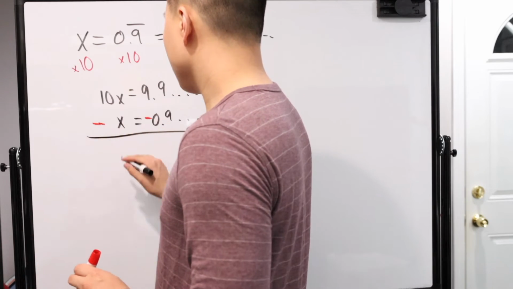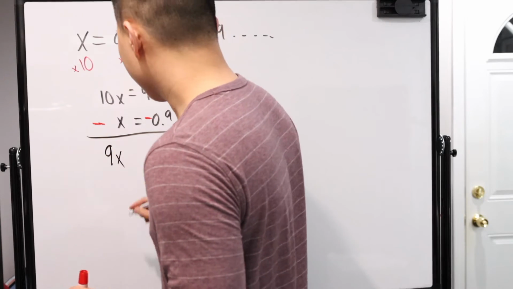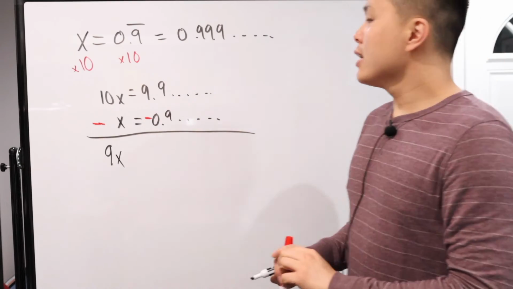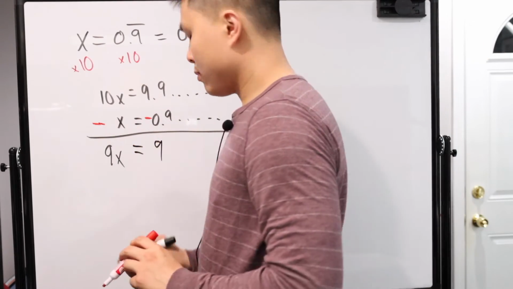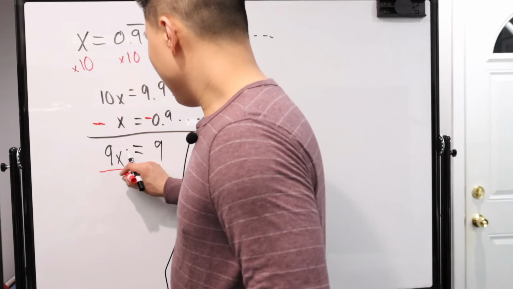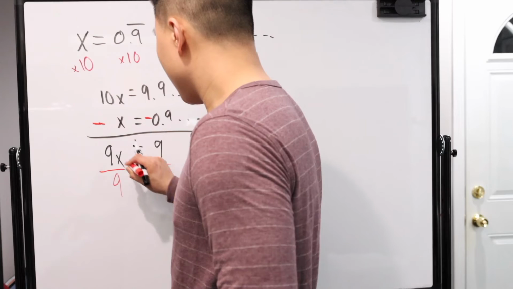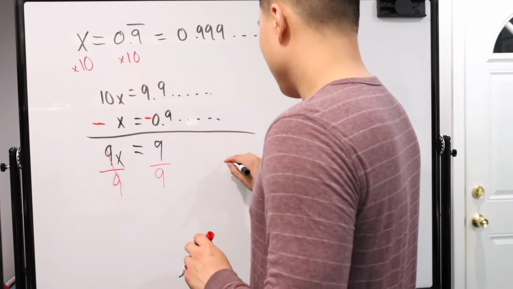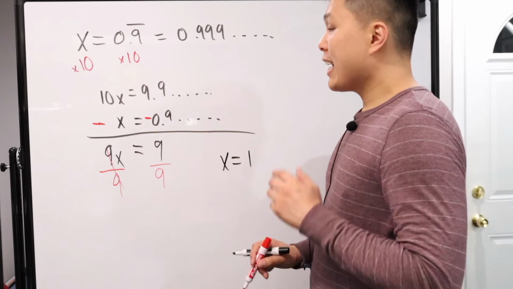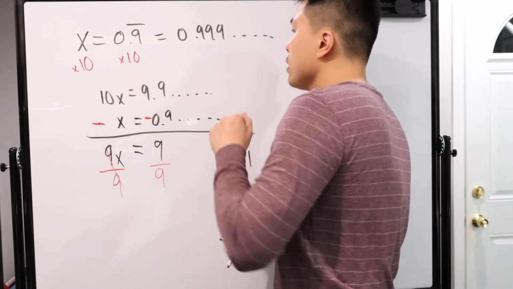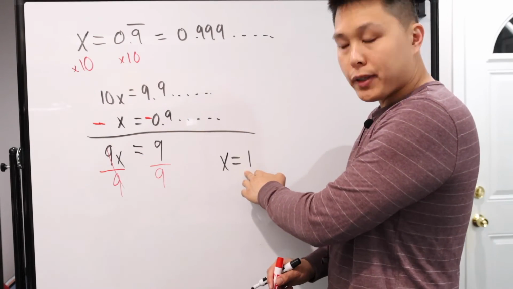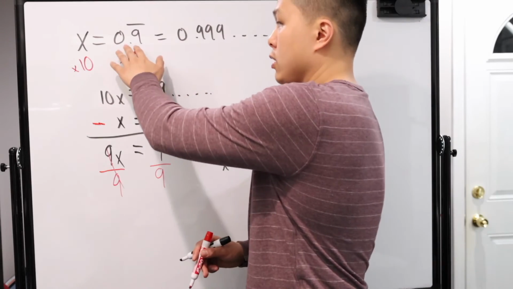Well, 10x minus x is just 9x. 9.99999 on and on, subtract 0.99999 on and on, right, equals 9. If you guys aren't freaking out yet, let's just continue. Divide by 9 on both sides. This 9 cancels, and that 9 technically cancels as well. You have x equals 1. So that means to write 0.9, repeating forever, as a fraction is just 9 over 9, or just 1. Meaning that this right here is just the number 1.